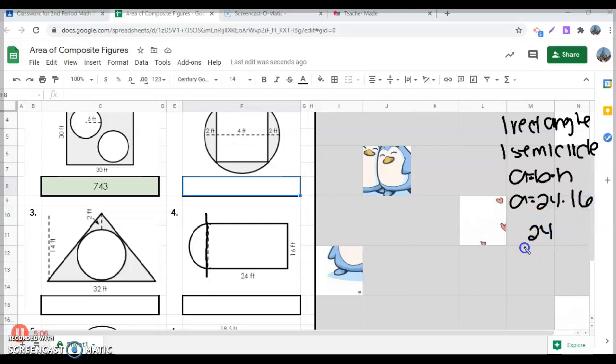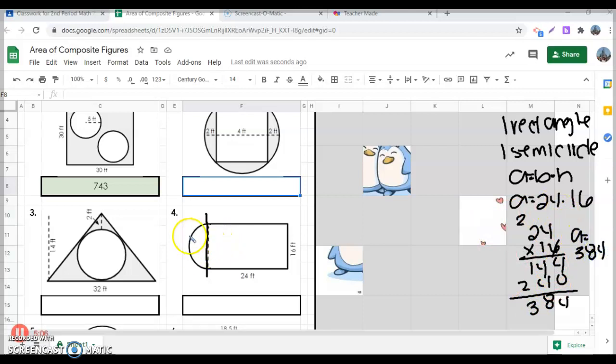So 24 times 16. That's going to give me 384 for my area of the rectangle.